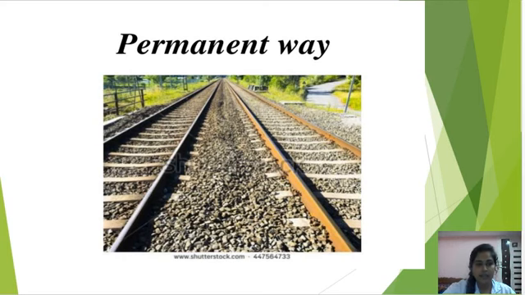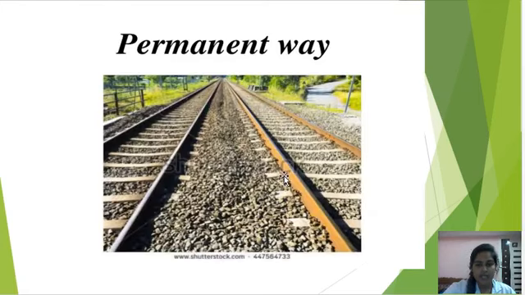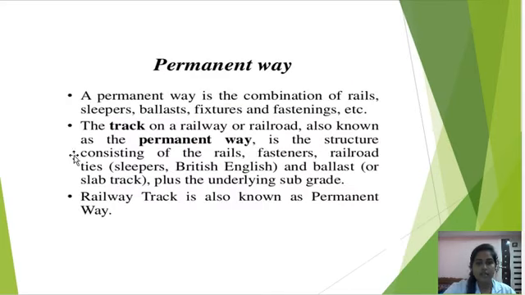is known as permanent way. So permanent way is the combination of rails, sleepers, ballast, fixers and fastenings. The things used to join the rails and sleepers are known as fastenings, that is the screws, spikes, etc. So this permanent way is the railway track. It is a structure consisting of the rails, fasteners, railroad ties and ballast plus the underlying subgrade.